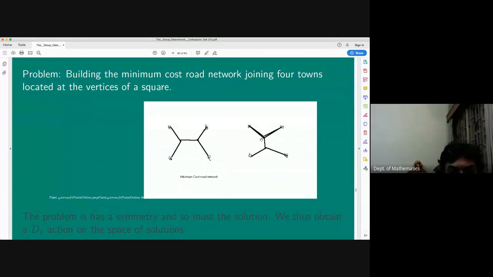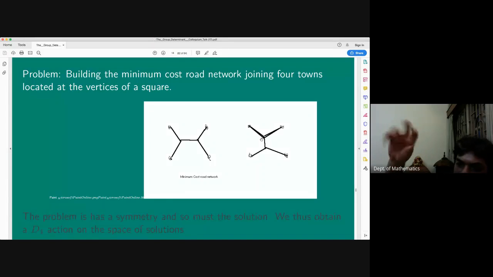But the point is that this problem has a symmetry. What is a symmetry? These cities are on the vertices of a square, and a square is a symmetric object. We know its symmetry group. It is D4. So if the problem has a symmetry, so must the solution. It is natural to expect that if I apply any element of D4, which rotates these four vertices, the solution should also have that symmetry.